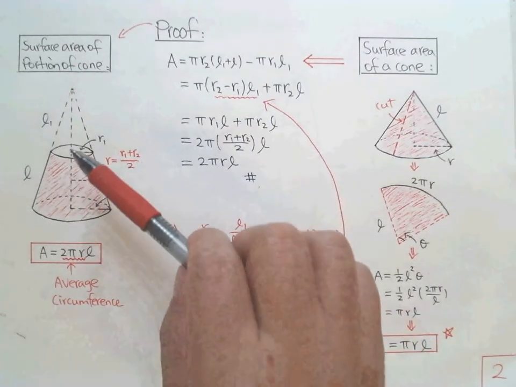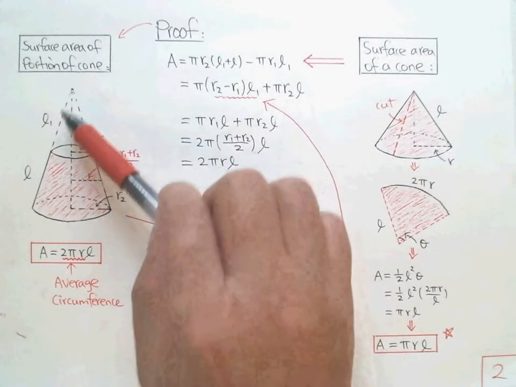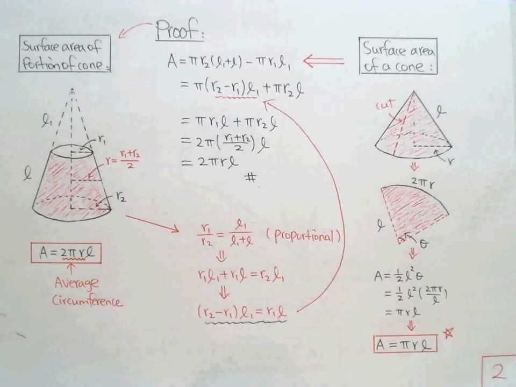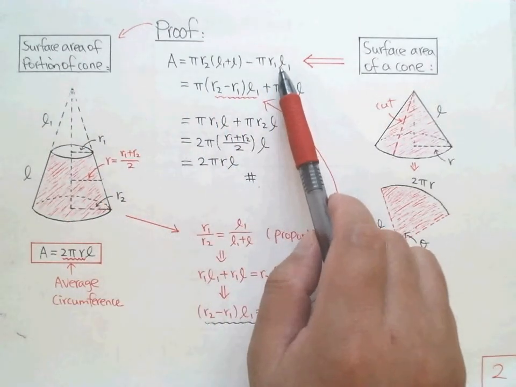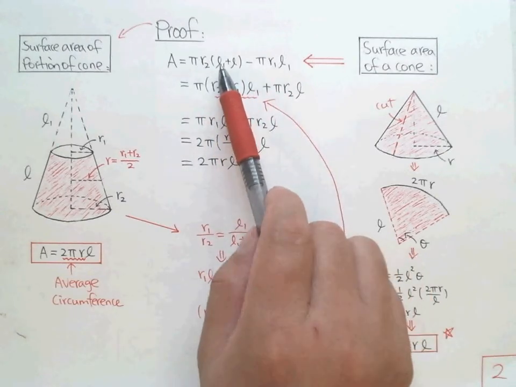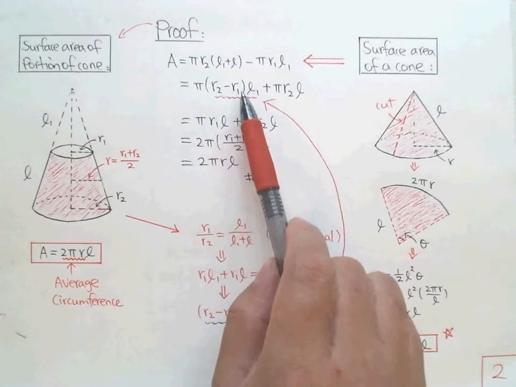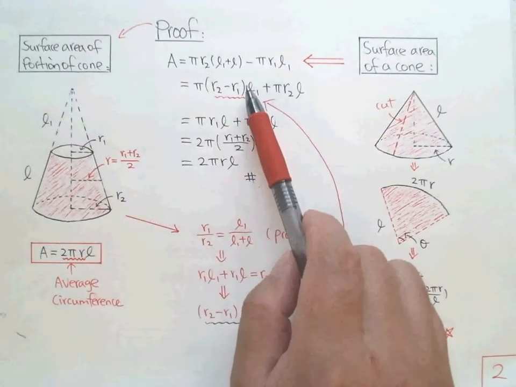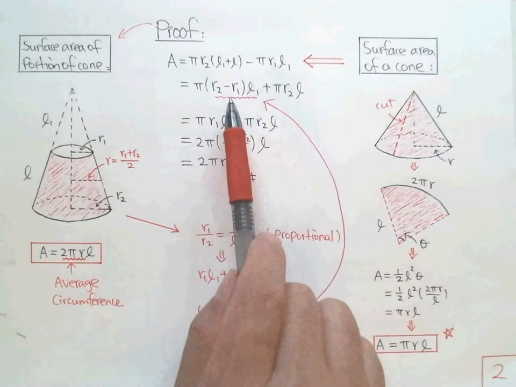We have a big cone and a small cone on the top. The area of the large cone minus the area of the small cone is the area we need, right? So we use this formula. This is the area of the large cone minus the area of the small cone, and then we put the L1 together. Now we have pi L R2 minus R1 times L1. We don't want the L1, so we want to take L1 away. We need to find this term.